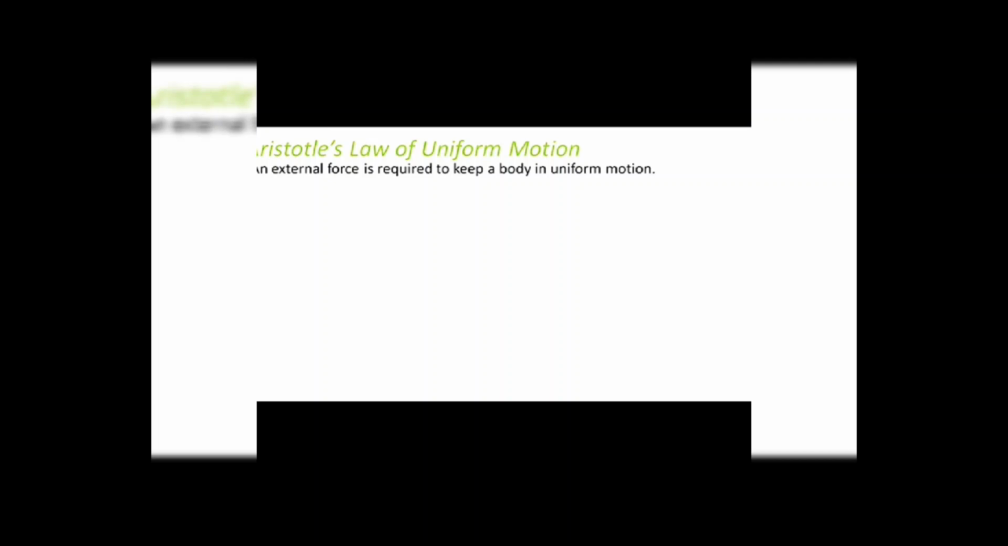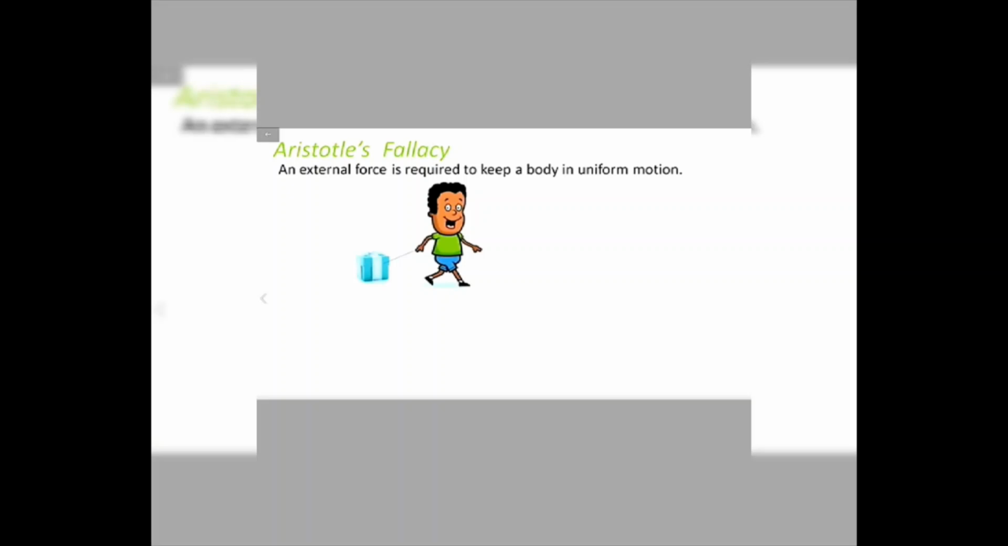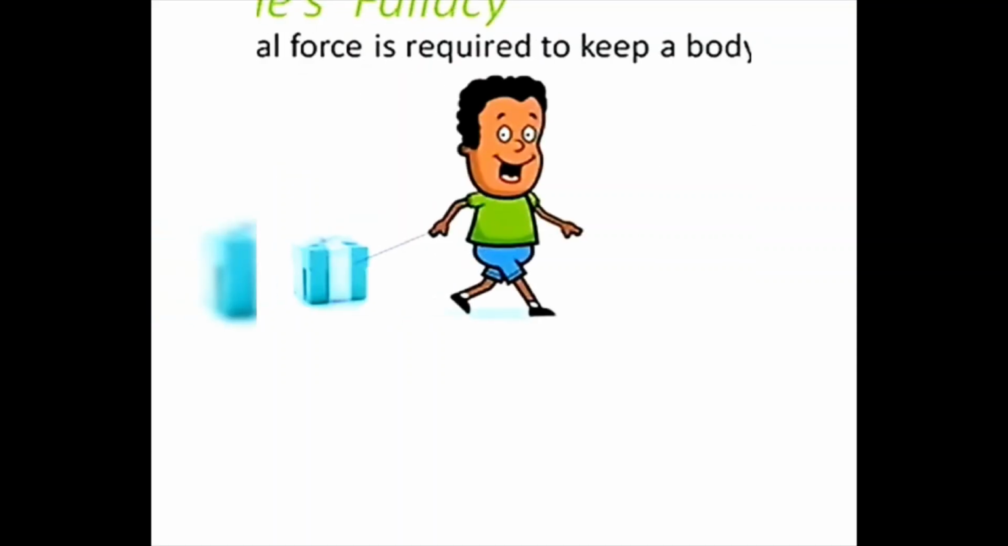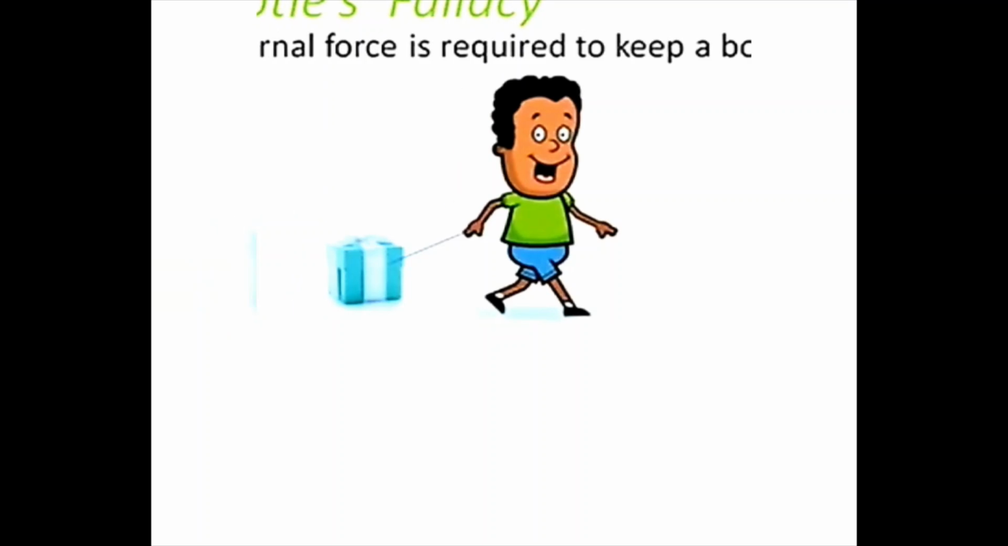Suppose you have a box tied to a string, and this person is dragging it. As soon as he leaves the string and moves off, what happens to the box? The box comes to rest. It's not moving anymore. So Aristotle told that it moved so far because an external force was being applied on it. Now it stops because the external force has been removed. So Aristotle's conclusion was that if you want an object to be in uniform motion, a force has to be applied on the body continuously, and as soon as the force is removed, the body will stop.